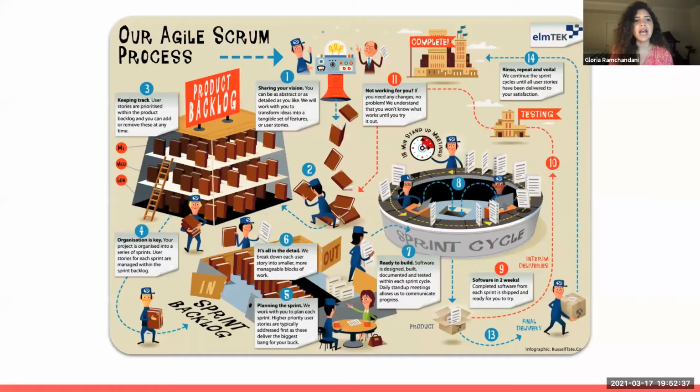Now let's start with our Agile Scrum process. This is probably one of my favorite images. And what you see here is actually all the way beginning from the ideation of a user story. And the user story is literally in here represented as books on a product backlog, which is the shelf. It starts with sharing your vision, right? And ideating on a user story.